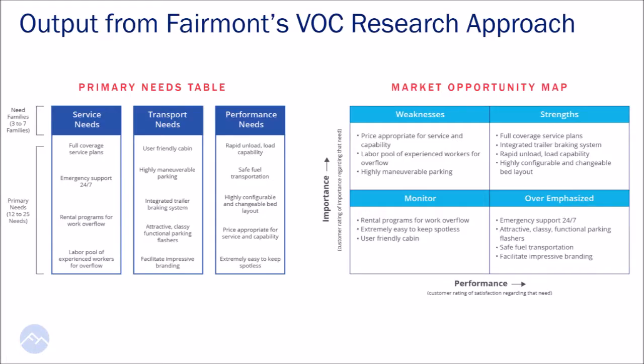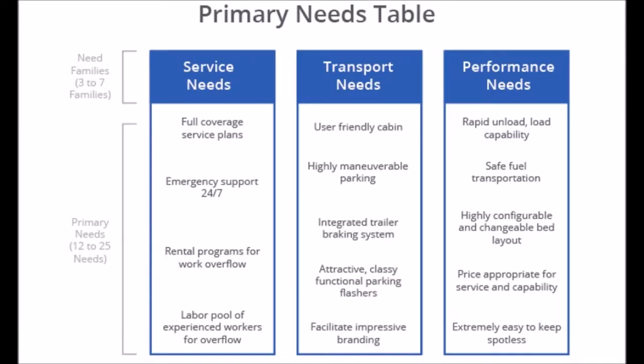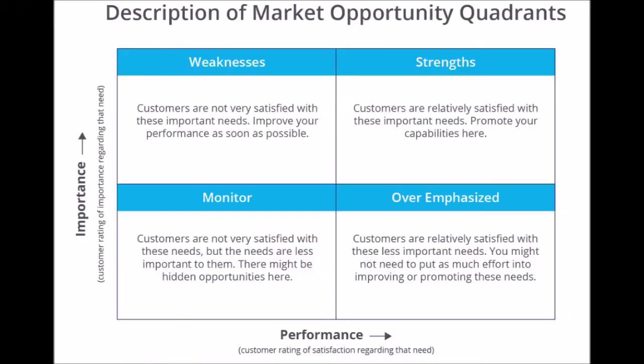When you have completed the VOC research, you end up with these two tables. The primary needs table has a series of primary needs grouped into families, and then the market opportunity map, which is what we're going to create today. Pause the video here if you'd like to read about the four quadrants.